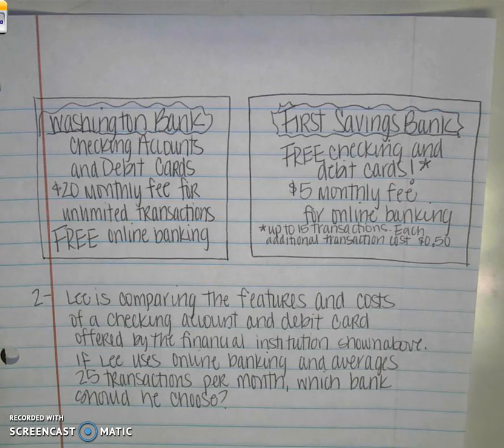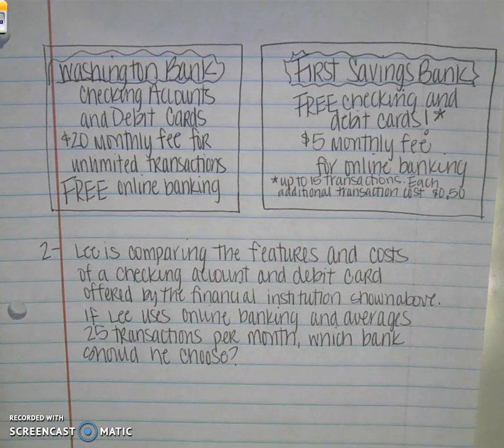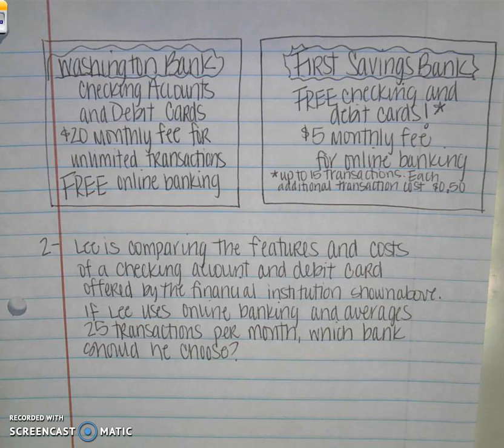So let's look at Lee. Lee's comparing the features and the cost of the checking account and a debit card offered by Washington Bank and First Savings Bank. If Lee is going to use online banking, so he needs online banking. Here it's free. Here it's going to cost me $5. And he averages 25 transactions a month. So debit card purchases, basically withdrawals, deposits, transfers. Which bank would be best for him to use?